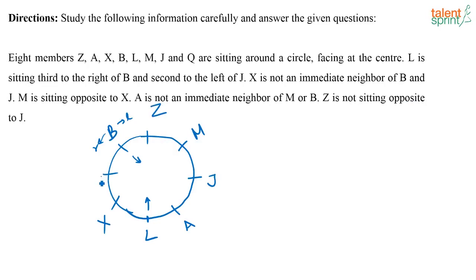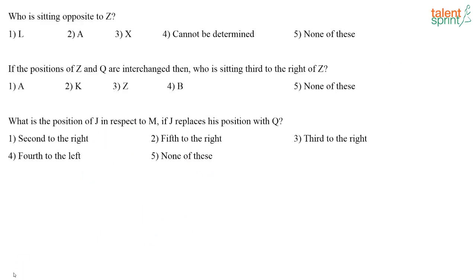So who is the only person we are left with now? It is Q. This is your final arrangement. Okay, Q, B, Z, M, J, A, L, X. Yes, that is the correct arrangement. Now, let us look at the questions that follow.